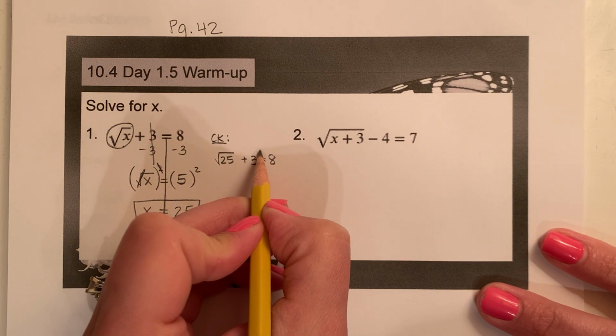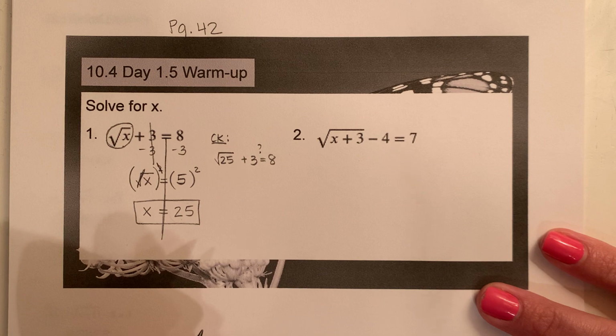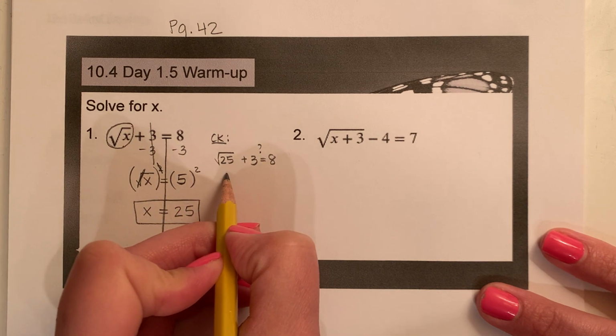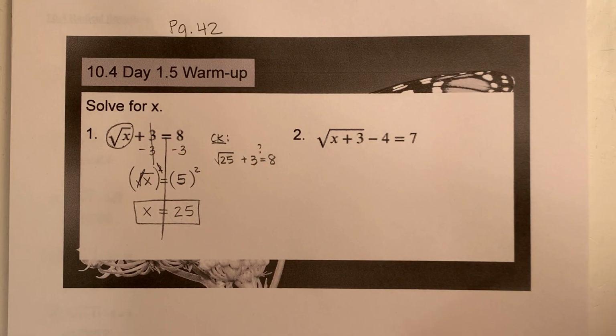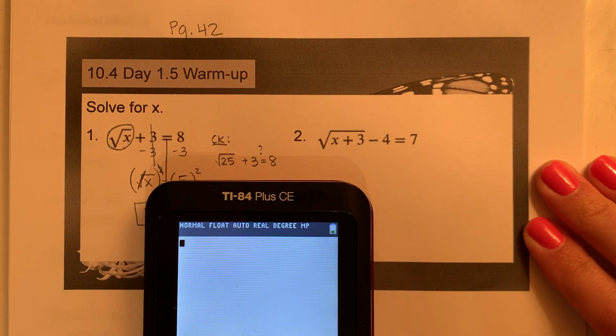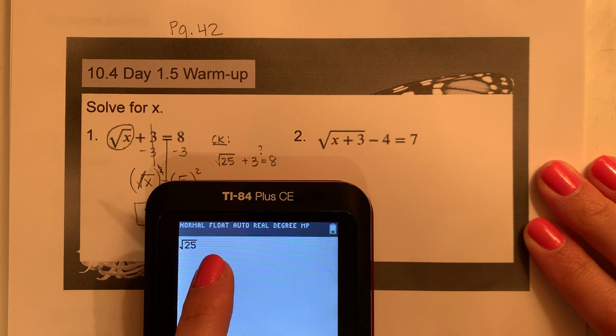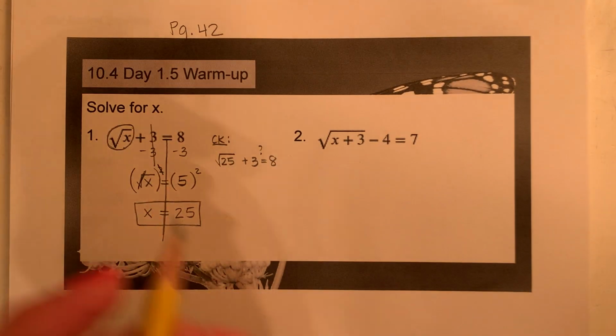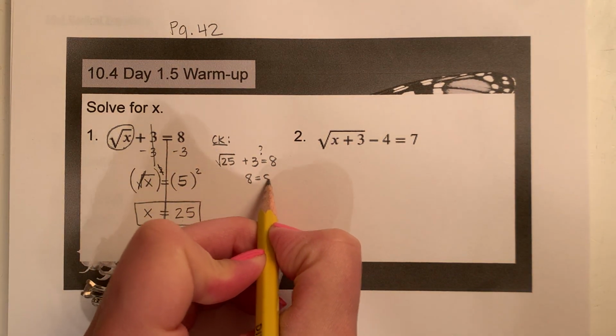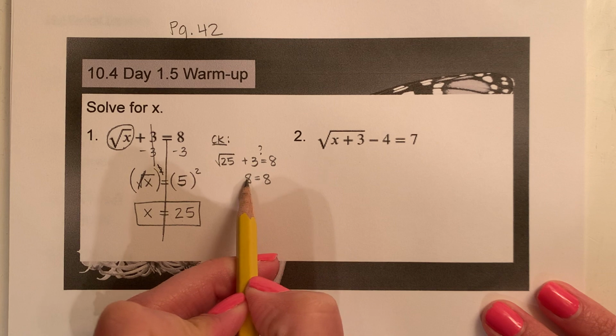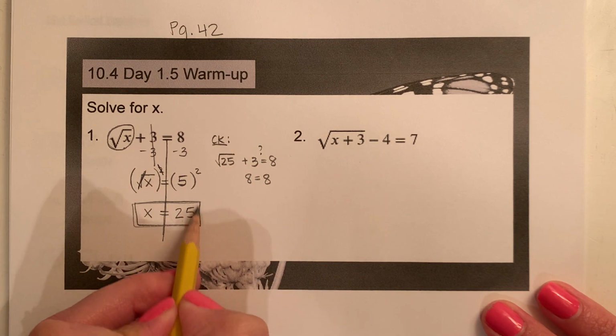And I just have to ask myself, does the left side equal the right side? So square root of 25, and in fact here's where I would probably recommend just going straight to your calculator. So I would do square root of 25, make sure you get out of the square root there, and then plus 3, and that gets me 8. So I know that the answer that I found is correct because the left side and the right side are both 8, so the answer is 25.